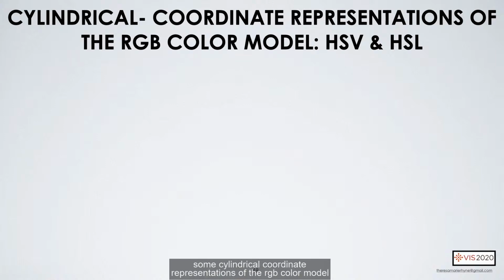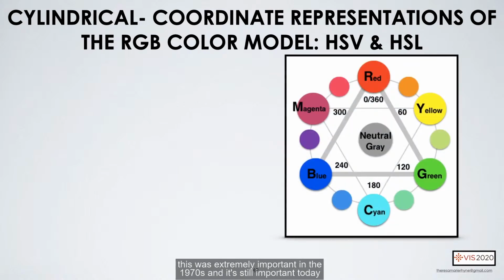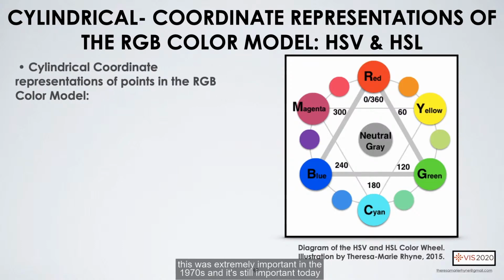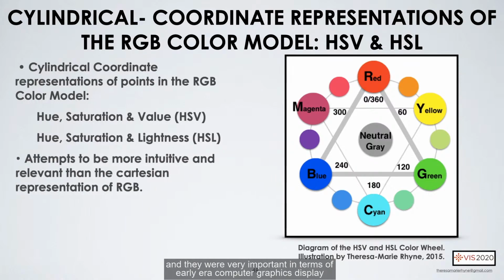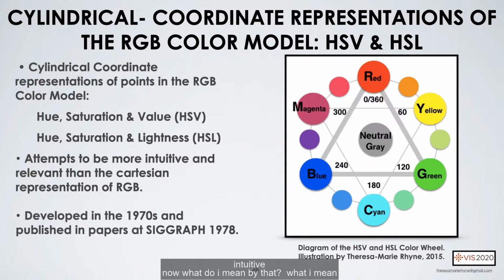Now I want to talk about some cylindrical coordinate representations of the RGB color model. This was extremely important in the 1970s and is still important today. So I'm talking about hue, saturation, and value, and hue, saturation, and lightness. They're cylindrical coordinate representations of RGB. They were very important in early computer graphics display systems because the attempt was to make RGB more intuitive. Now, what do I mean by that?